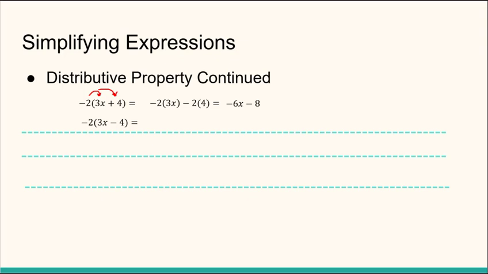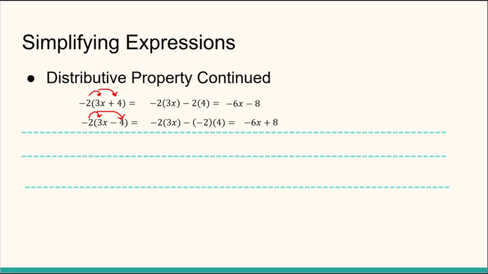Playing again, this time it's going to be negative 2 times 3x, same thing, but I'm also going to do the negative 2 times the negative 4. Notice this negative negative thing going on, it's going to end up with a positive. So I'm going to have negative 6x plus 8 because that minus minus made a plus.